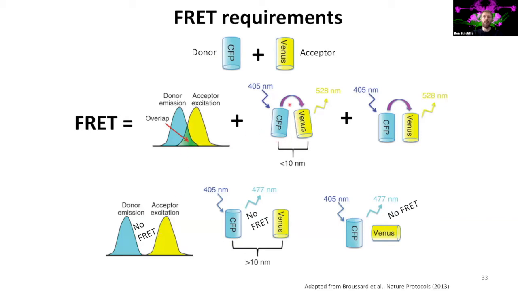You also need to have them close enough together. If they're further apart than 10 nanometers, then you won't see any FRET occurring. And they also need to be in the right orientation, so the dipoles need to be lining up and parallel to each other. If they're not, then you won't get any FRET. So if these conditions aren't met, you won't get any FRET.